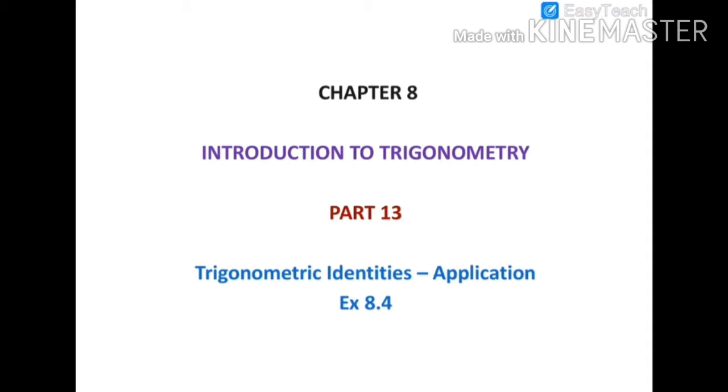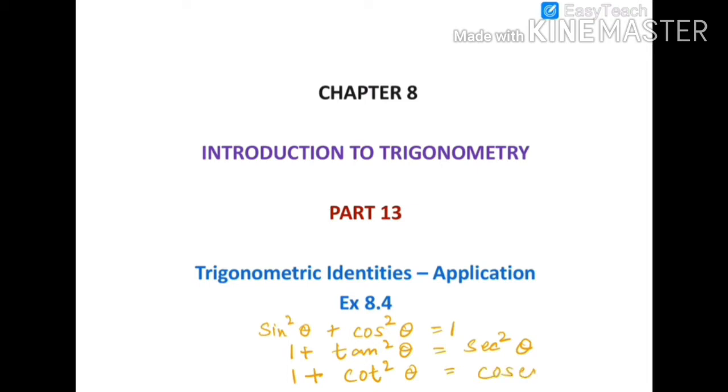Let's recall those identities. Sin square theta plus cos square theta is equal to 1. 1 plus tan square theta is equal to sec square theta. And the third identity is 1 plus cot square theta is equal to cosec square theta.